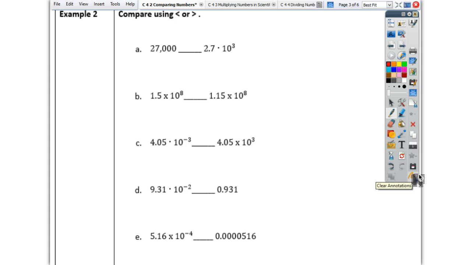All right. Now here, let's see, what did I do? I changed this one into standard form. So on this one, let's change this one into standard form again.